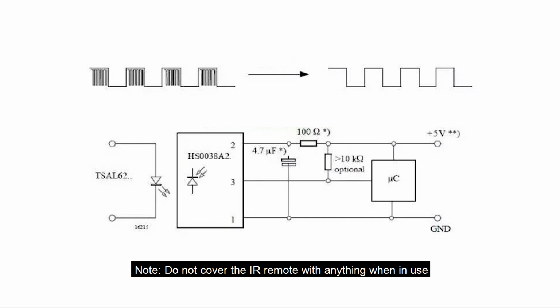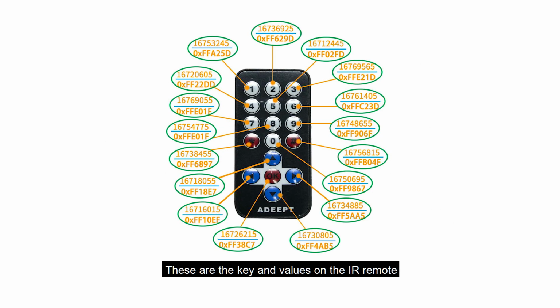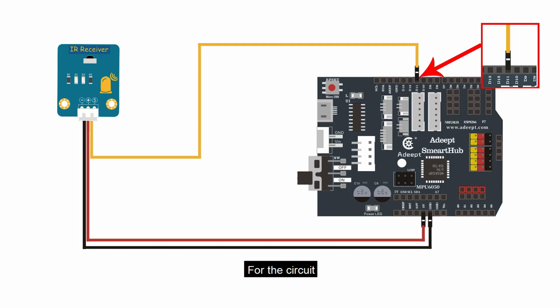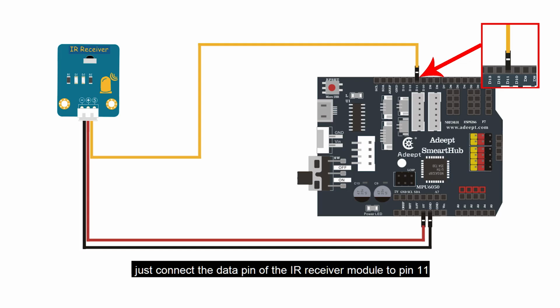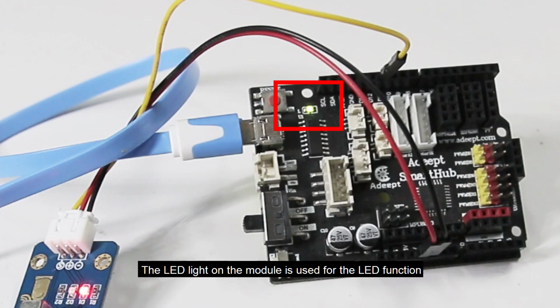Note: do not cover the IR remote with anything when in use, otherwise the receiver may not be able to receive the signals. These are the keys and values on the IR remote. The upper one is a decimal value and the lower one is a hexadecimal one. For the circuit, just connect the data pin of the IR receiver module to pin 11. The LED light on the module is used for the LED function.